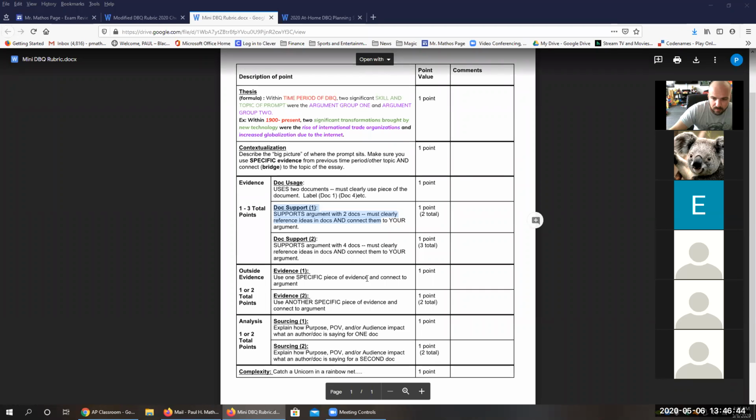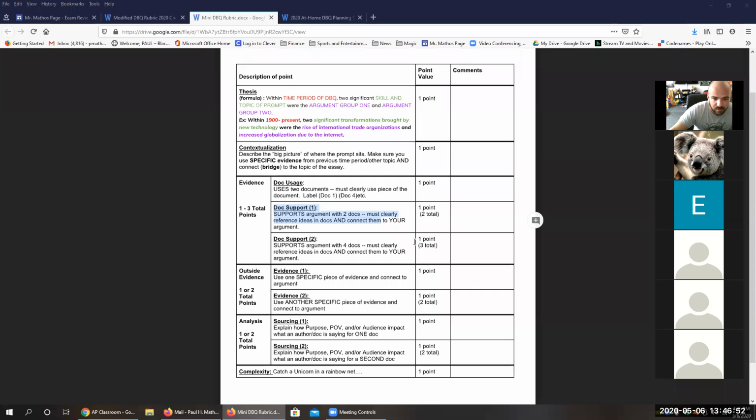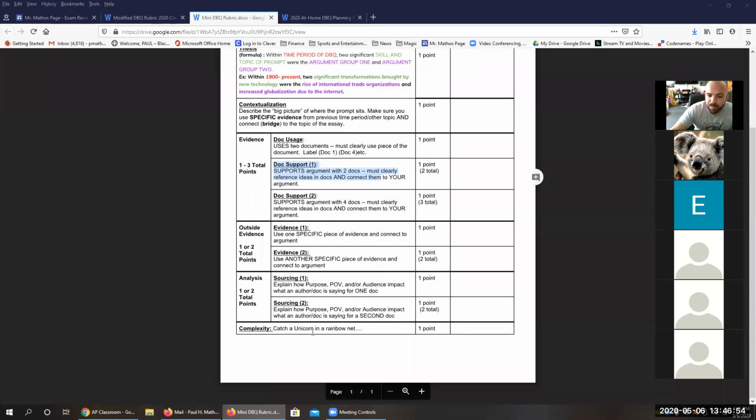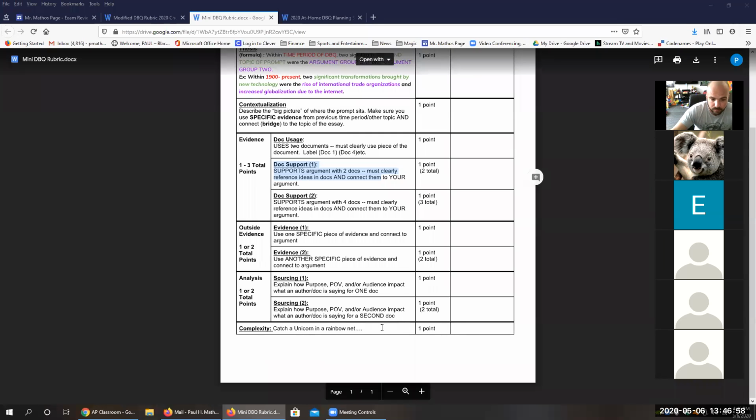Nope. All right, I've got no questions. No questions on this rubric. Kind of laughing at the fact that complexity is catch a unicorn on a rainbow net. Yeah, the complexity point is super hard to get, guys. I wouldn't even bother trying to get it.